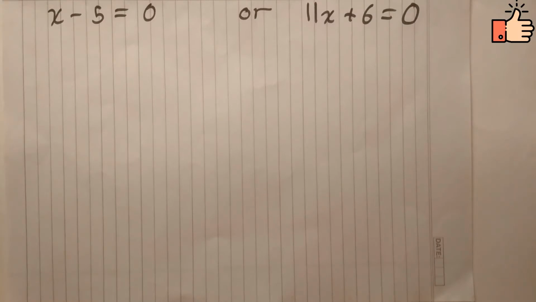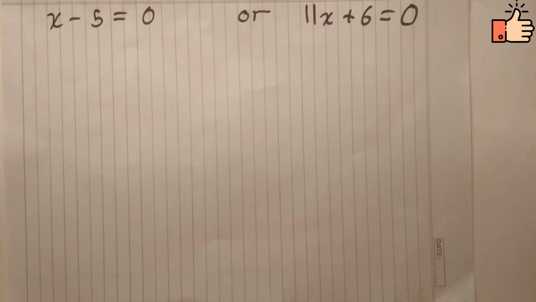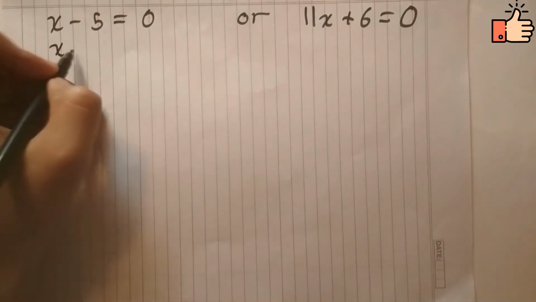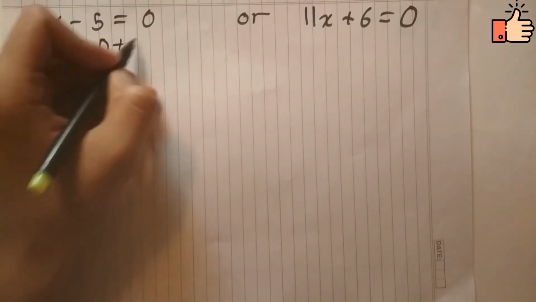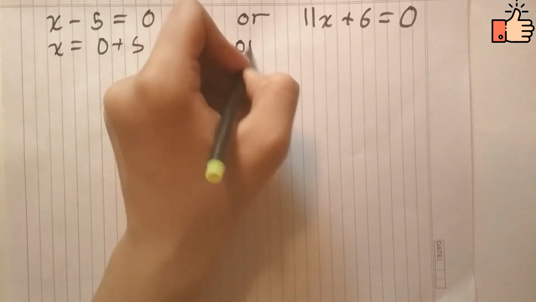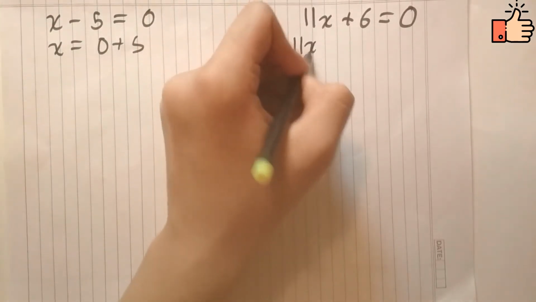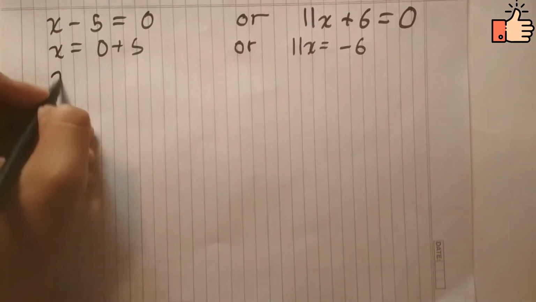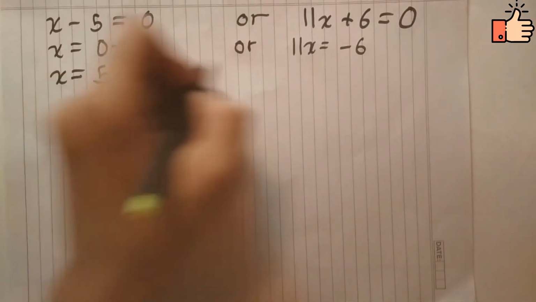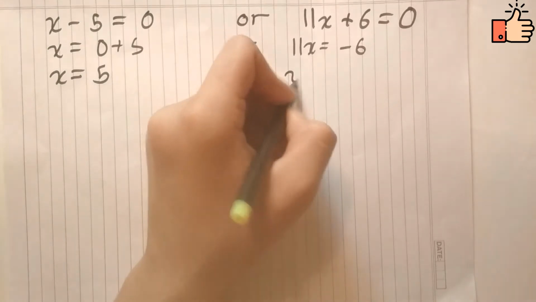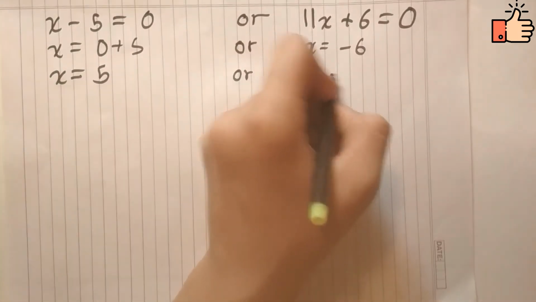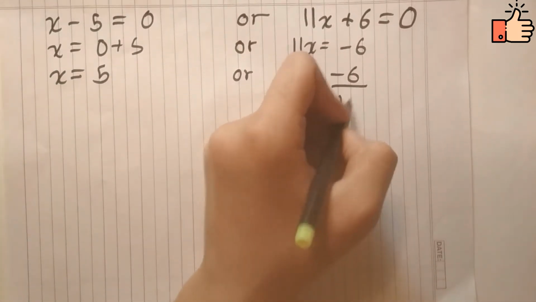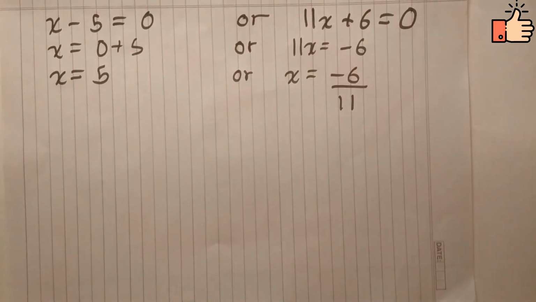So x minus 5 equals 0 or 11x plus 6 equals 0. So x is equal to 0 plus 5 or 11x equals minus 6. So x is equal to 5 or x is equal to minus 6 upon 11. And we have solved this one too.